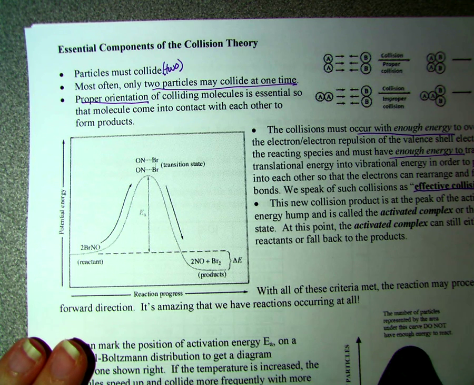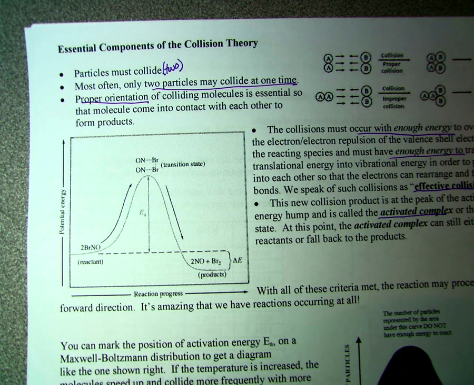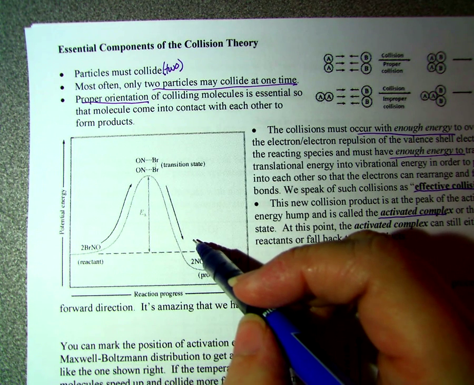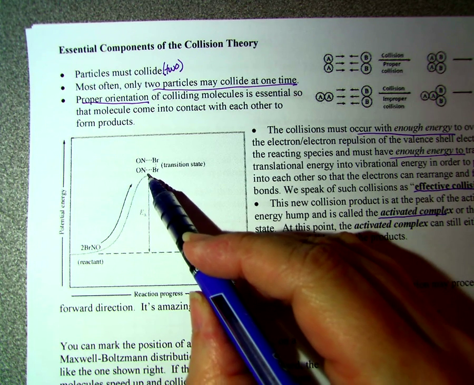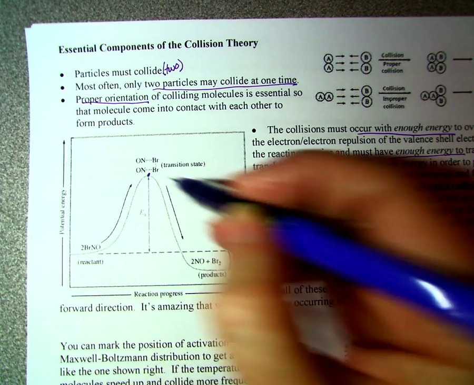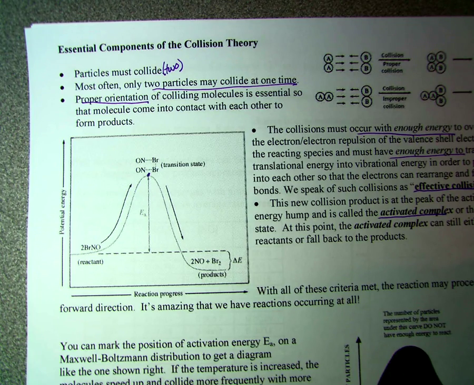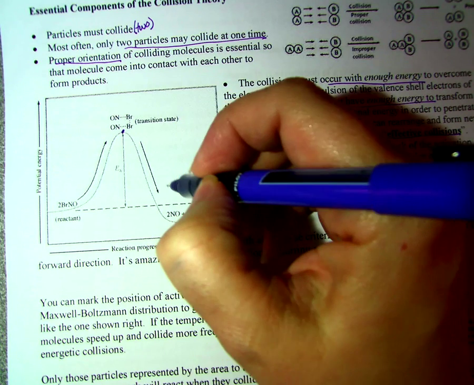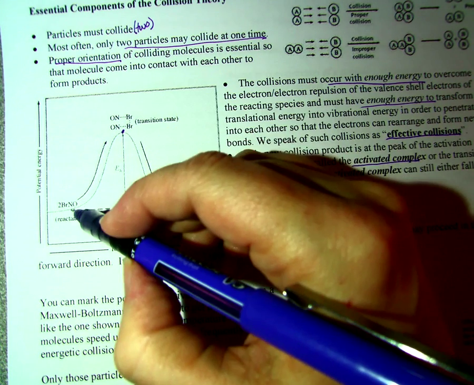The new collision product is at the peak of the activation energy. It's called the activated complex or transition state. And at that point, remember, it can either fall back to the reactant or go forward to the product. So once it gets up here at the transition state, it can go either direction depending on what's going on. It can be forward, that would be a forward reaction coming to the product. It would be the reverse reaction if it went back to the reactants.